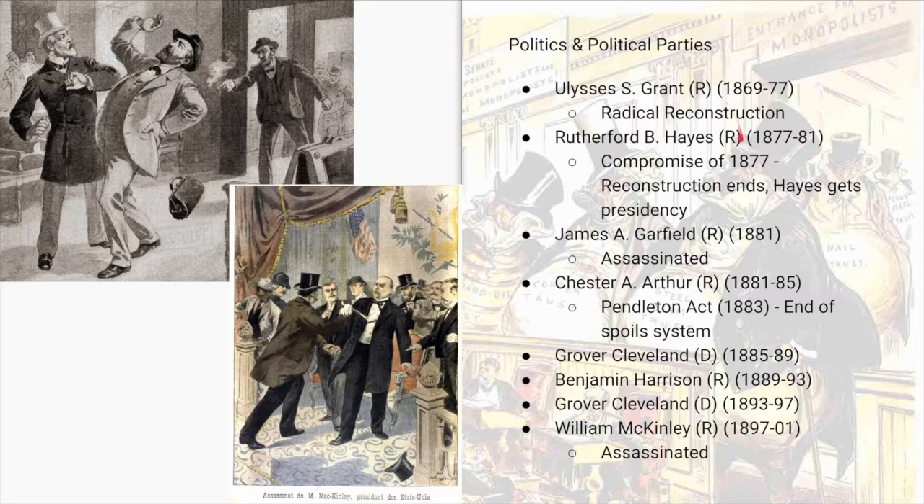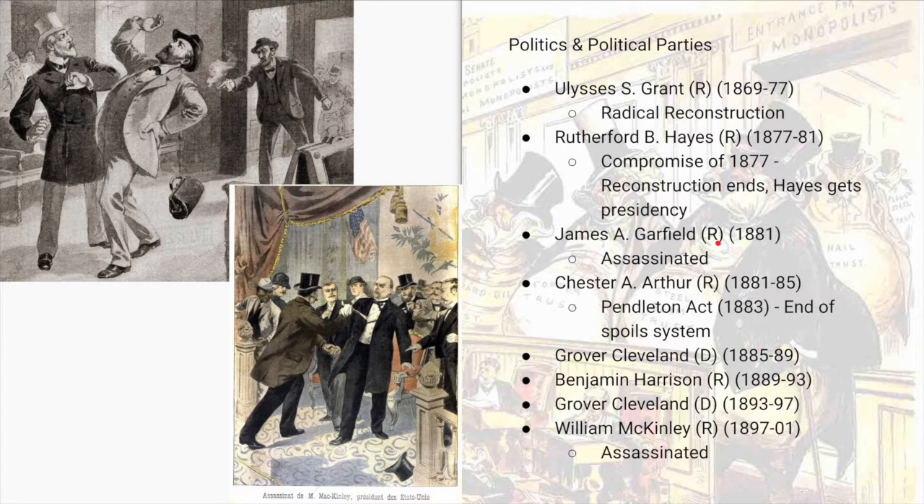Now, we have a string of Republicans. Hayes, you should know, the Compromise of 1877 we talked about in the last video. This Republican guy, remember Lincoln is a Republican, he's going to say there's a contested election and he tells Congress, if you make me president, I will pull troops out of the South and end Reconstruction, so Congress does that.